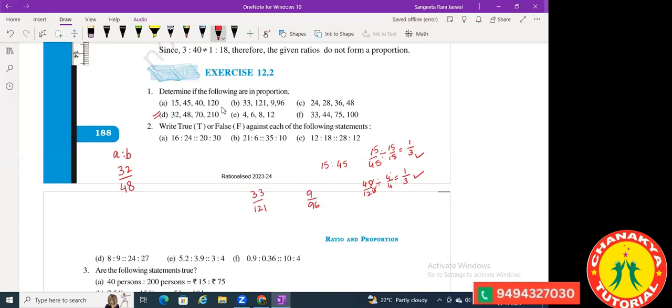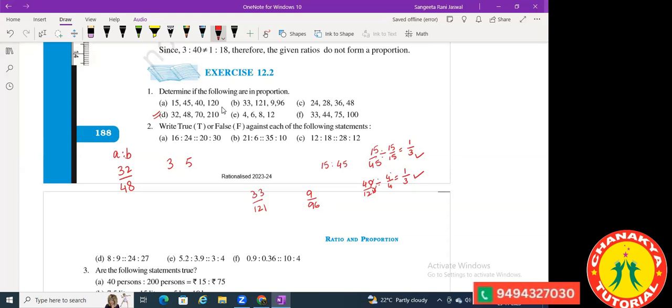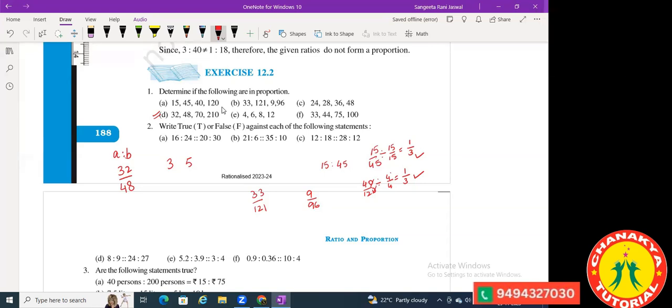See, there are two ways of comparing. If I say 3 and 5, how can I compare these two numbers? Hridesh? Teacher, the ratio is comparison between two numbers by dividing.